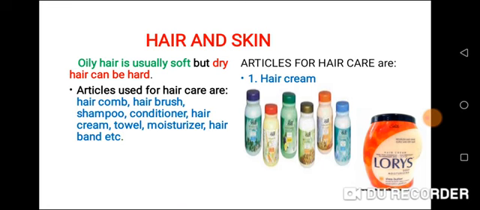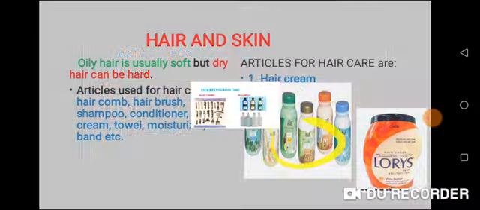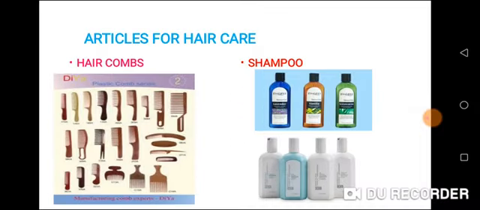Articles used for hair care are hair comb, hair brush, shampoo, conditioner, hair cream, towel, moisturizer, etc. These are the pictures of the articles used for hair care. Hair cream. These are the articles for hair care. Combs. You can see the combs of different sizes.